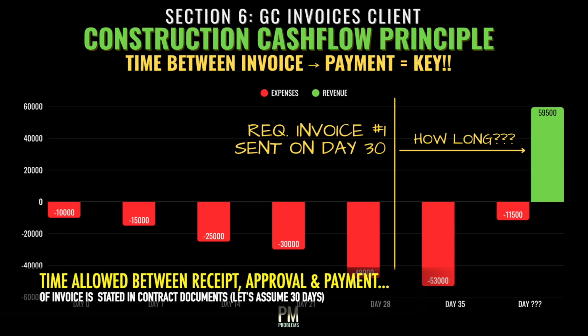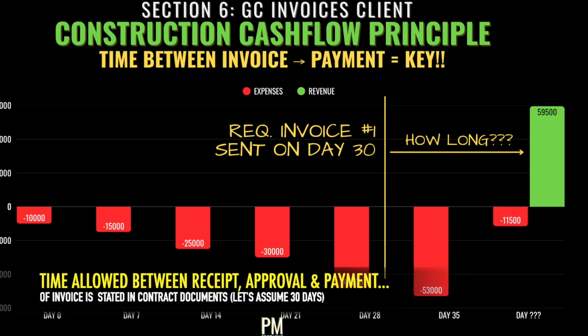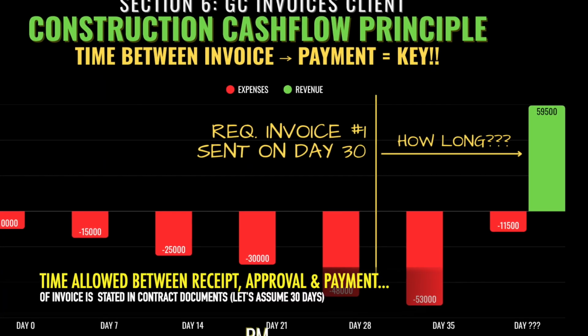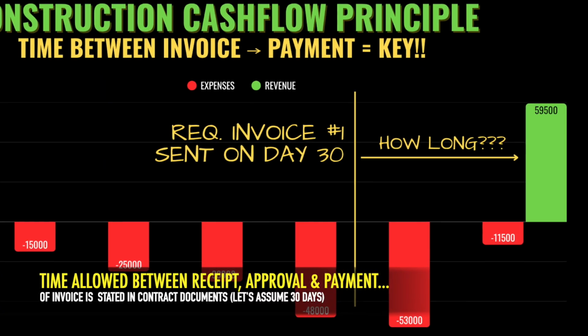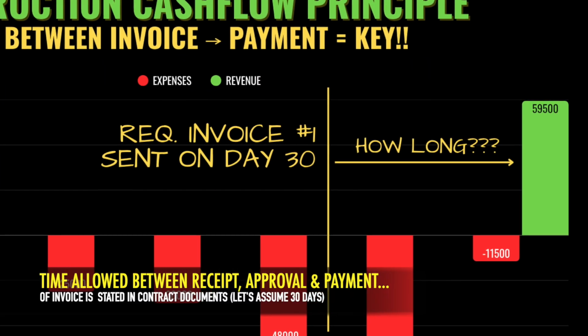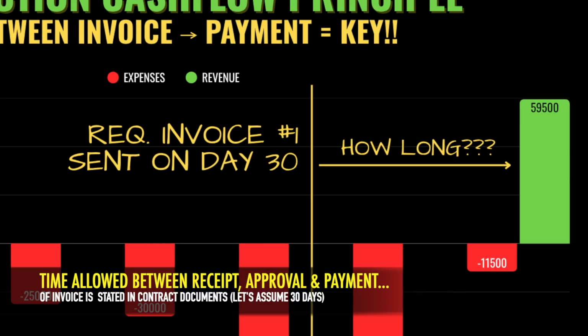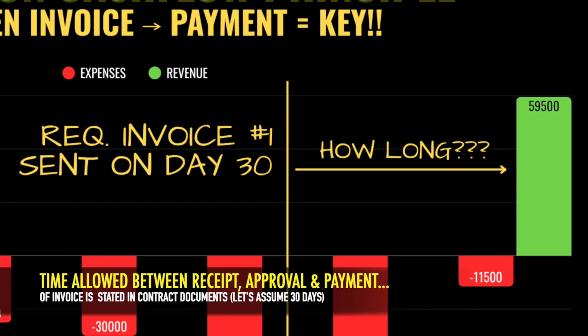What's most important from a cash flow perspective is how long this process takes, or more specifically, how long it'll be between when the client first gets the invoice from the GC to when they're cutting the check. The time frame allowed for in this process is often outlined in the contract. In this example, let's suppose the contract gives the client 30 days from the day they receive the invoice to pay the GC.